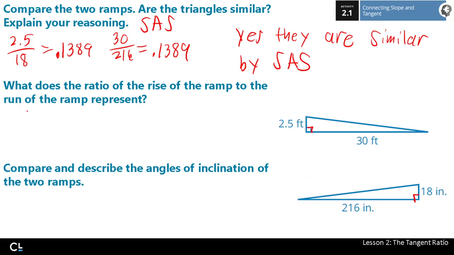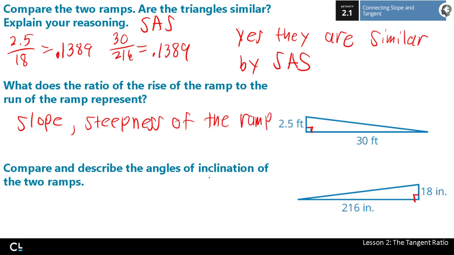So our next question says, what does the ratio of the rise of the ramp to the run of the ramp represent? And what we could think about that is they represent slope, right? The rise of the ramp to the run of the ramp, it's our rise over our run that represents our slope. So we could say, hey, slope, or the steepness of the ramp, right?